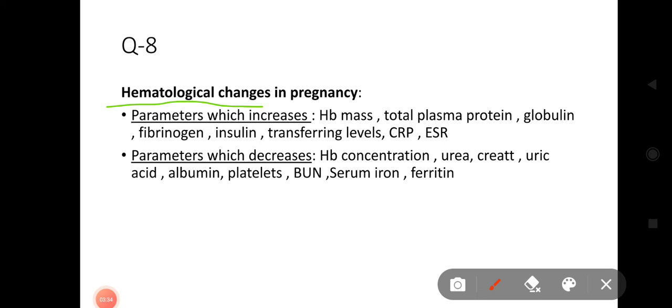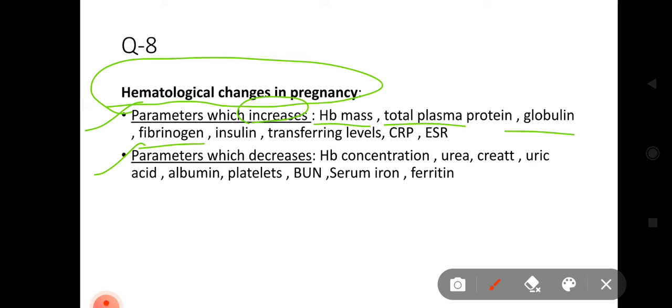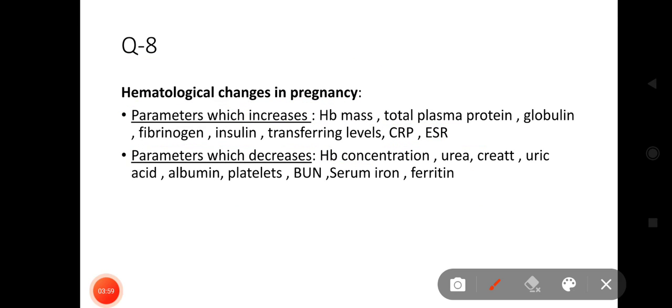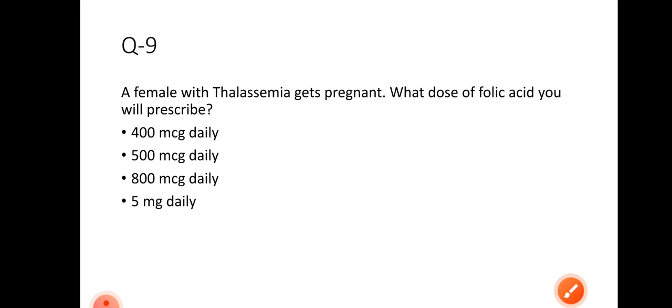Now, another point about hematological changes in pregnancy: parameters which increase and parameters which decrease. So, which parameters increase during pregnancy? Hemoglobin mass, total plasma protein, globulin, fibrinogen, insulin, transferrin level, CRP, and ESR. And parameters which decrease: hemoglobin concentration, urea, creatinine, uric acid, albumin, platelets, blood urea nitrogen, serum iron, and ferritin. So, especially remember for this iron profile, transferrin levels increase and serum iron and ferritin levels decrease during pregnancy.